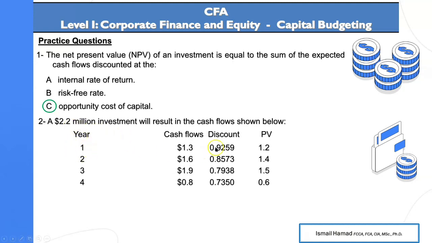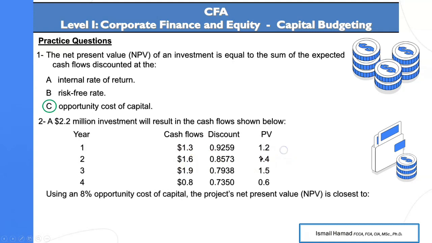After 1 year, we need to discount to a smaller amount. So this is the cash that comes in, 1.3. Using the discount factor, we get the present value of 1.2. Here, in year 2, the cash inflow is this much, and this is the present value using the 8% opportunity cost of capital as a discount factor. We get the following. Is it 2.457, or 3? Closest to. That means the nearest figure.